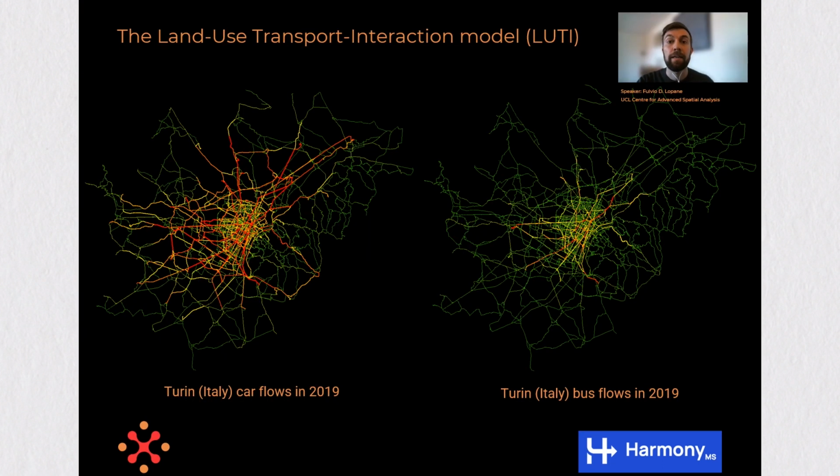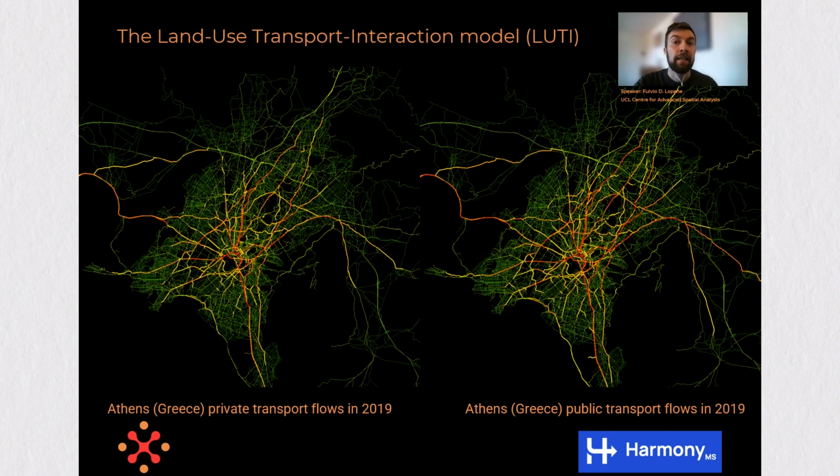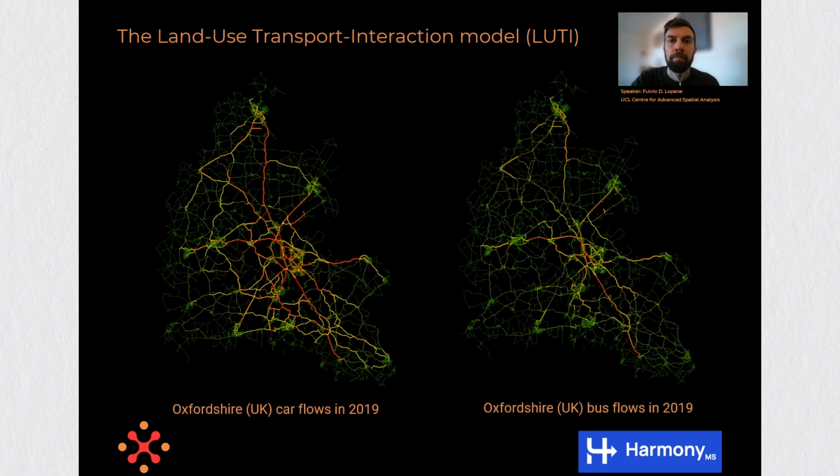And as mentioned before, we have applied this to the different Harmony cities. This is, for instance, an example for the city of Turin, the functional urban area of the city of Turin in Italy, and we are plotting car flows and bus flows. While this is an example of another application in the city of Athens in Greece, and here we're plotting private transport flows and public transport flows. And finally, this is an example of the UK case study of Oxfordshire. And again, we're plotting car flows and bus flows.